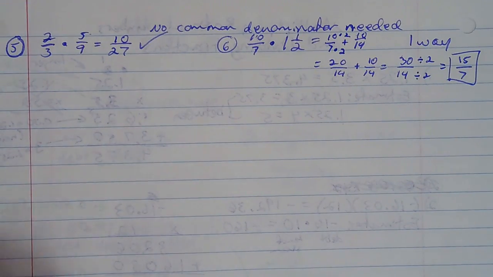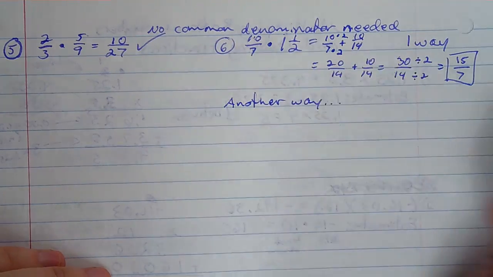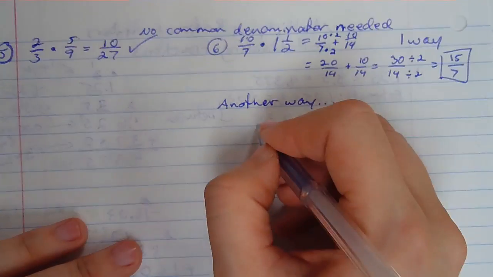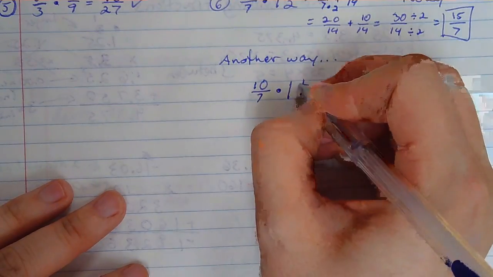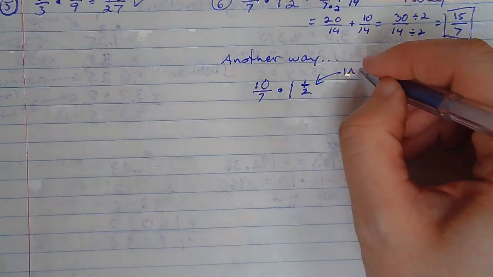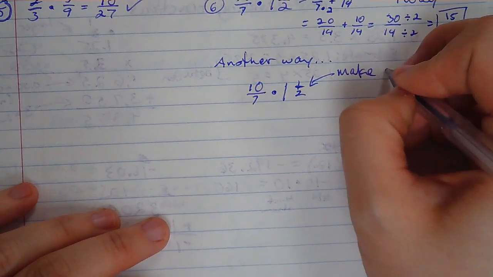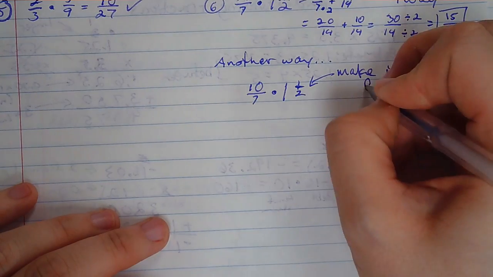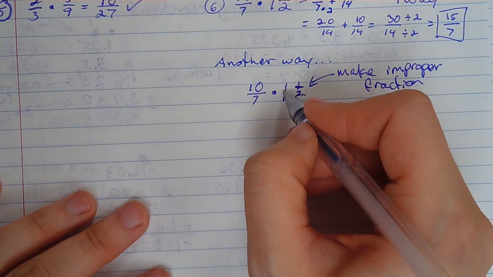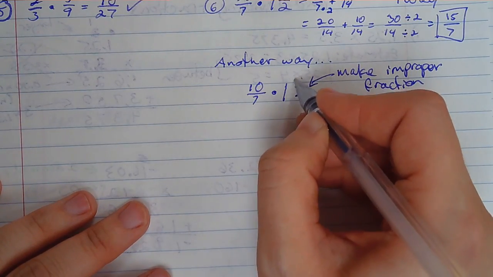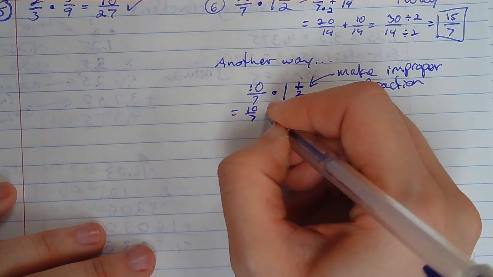I don't suggest you do it that way. I think personally that there's an easier way. So the other way is to take your 1.5 and make it an improper fraction, like we did in the adding and subtracting video, I think. Make improper. So think, if you have 1 whole pie and half of another pie, that's 1 times 2 is 2, plus that additional half that you've got, that's 3 halves. So this is 10/7 times 3 halves.